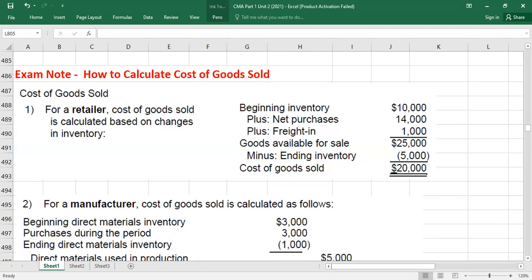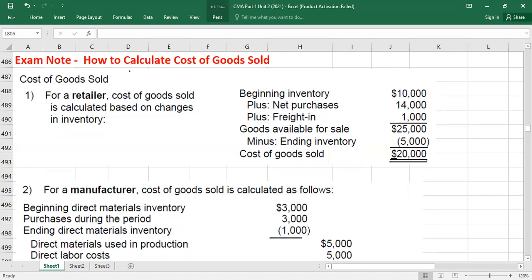Then guys, here we are aware how to calculate cost of goods sold. First, we are talking about retailers. And obviously I told you retailers have inventory in the shape of finished goods. So here we go, how to get that cost of goods sold.